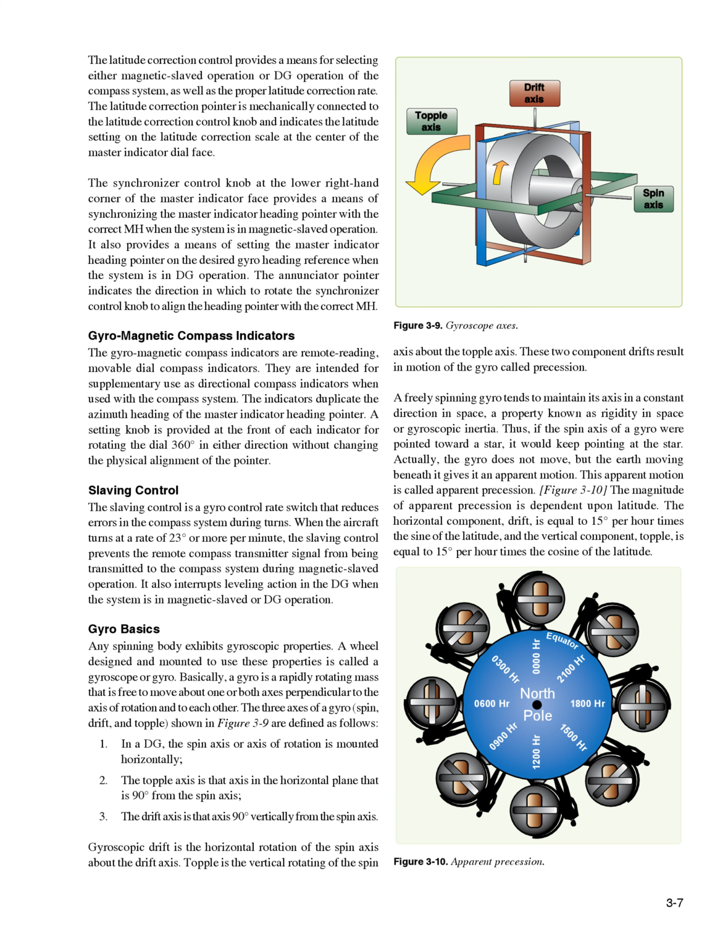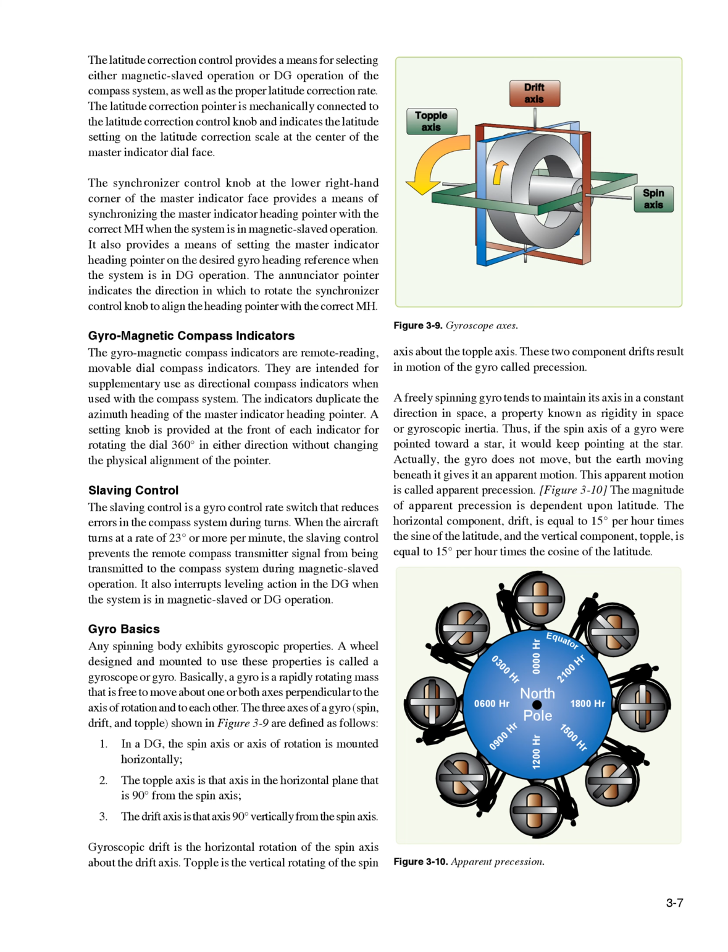1. In a DG, the spin axis or axis of rotation is mounted horizontally. 2. The topple axis is that axis in the horizontal plane that is 90 degrees from the spin axis. 3. The drift axis is that axis 90 degrees vertically from the spin axis. Gyroscopic drift is the horizontal rotation of the spin axis about the drift axis. Topple is the vertical rotating of the spin axis about the topple axis. These two component drifts result in motion of the gyro called precession.